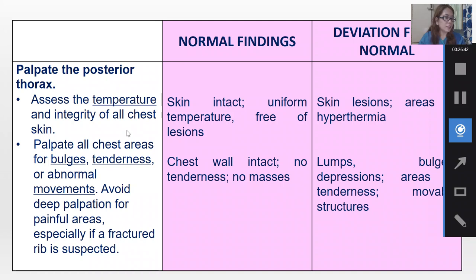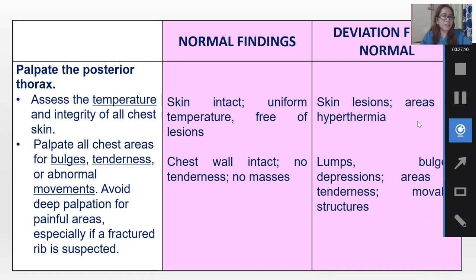Of course, again, you assess for the... okay, sorry for the interruption. Napalpate all chest areas for bulges. Kung may bulges ba, may tenderness or abnormal movement. So, avoid deep palpation. Huwag masyadong laliman for painful areas, especially if there is a fractured rib, no? Or you suspect na may fractured rib.